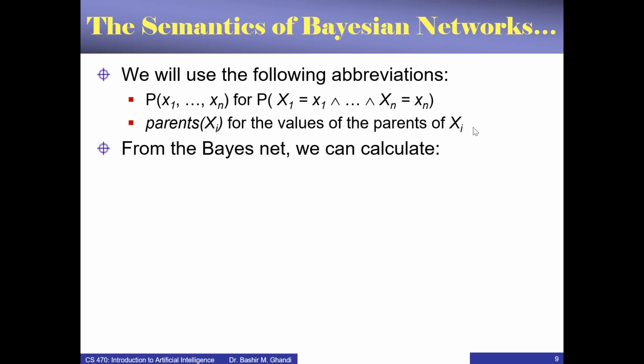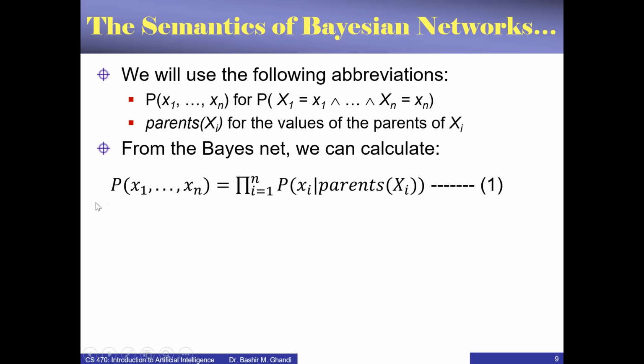Now, from a Bayesian network, we can always calculate P of x1 and so on until xn by simply multiplying the individual conditional probabilities of the nodes. So it is going to be the probability of x1 given the parents of x1, times the probability of x2 given the parents of x2, and so on and so forth until we reach n. So it is the product for i from 1 to n of the probabilities of xi given the parents of xi. This is the actual meaning of the Bayesian network, how to compute the probability of x1 and x2 and so on until xn. I shall show how we derive this formula in the next slide.